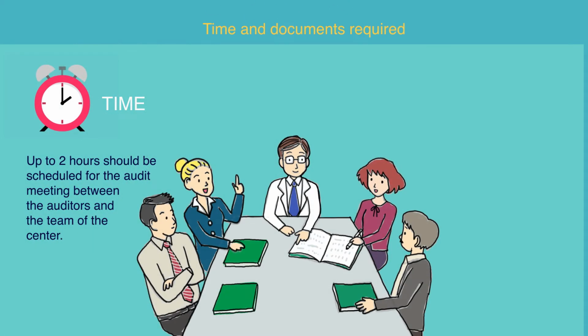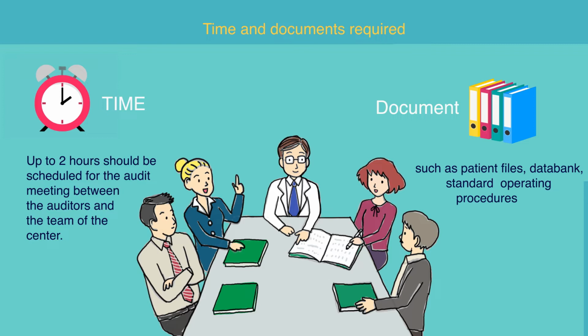Up to 2 hours should be scheduled for the audit meeting, and all the documentation required, for example, patient files, data bank, standing operating procedures, should be accessible at the time of the audit. The centre should be ready to show to the auditors the rooms and setup of the centre, and the team of the centre should be present during the audit in addition to the head of the Urticaria Centre.